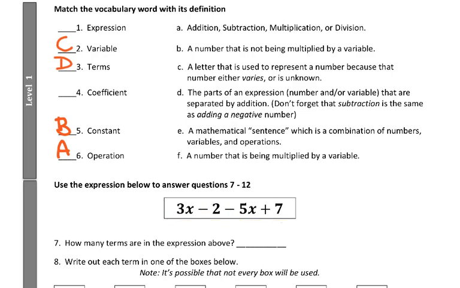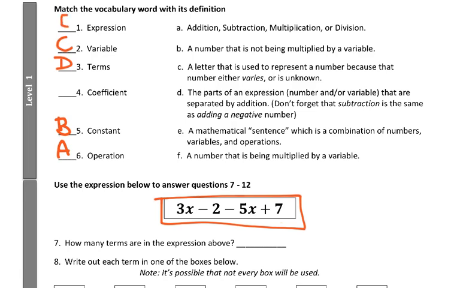Alright, so there we go. Part E, a mathematical sentence, which is a combination of numbers, variables, and operations. Well, that's referring to this whole box right here. That is called an expression. An expression is just this combination of letters, numbers, and operations. There is no equal sign in an expression. It just looks the way that it does in that box.